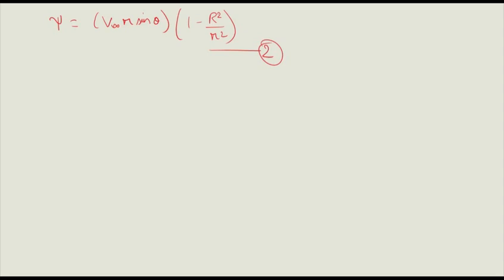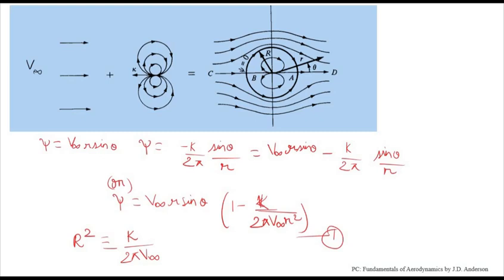Now, I keep saying non-lifting flow over a cylinder, but how the flow is non-lifting is what we have to look at, and that we will come to know at the end of our lecture. So what is this equation 2? This is our stream function for the combination of uniform flow and doublet. So it is also the stream function for the flow over a circular cylinder which has a radius R, as you can see over here.